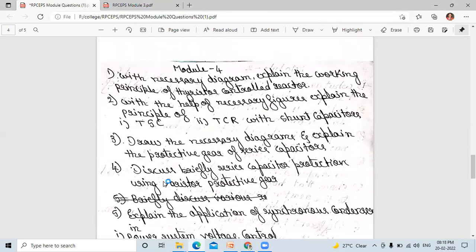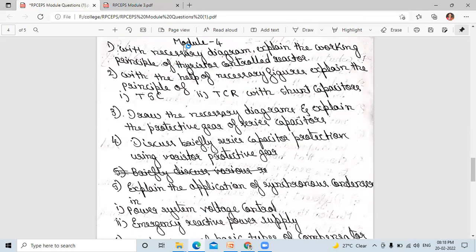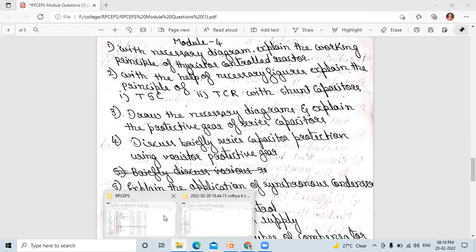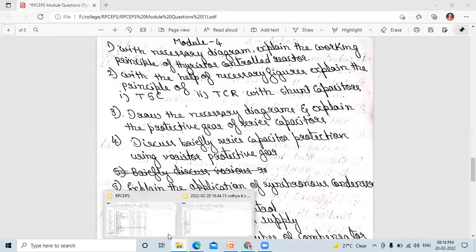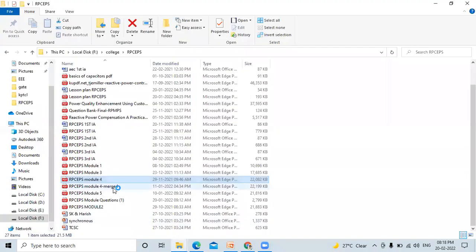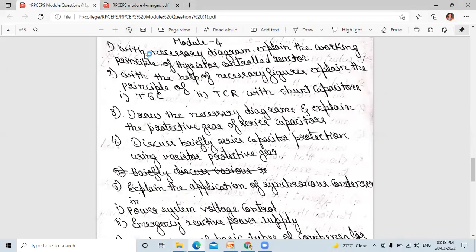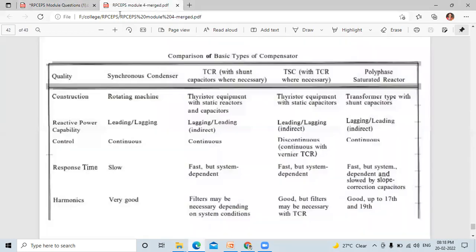Next, we shall come to model 4. Okay. Many will make mistakes in model 4. First question, what is there? First question: with the necessary diagram, explain the working principle of TCR. That is thyristor controlled reactor. Okay.